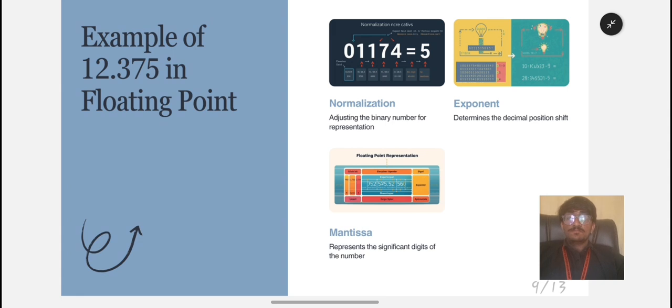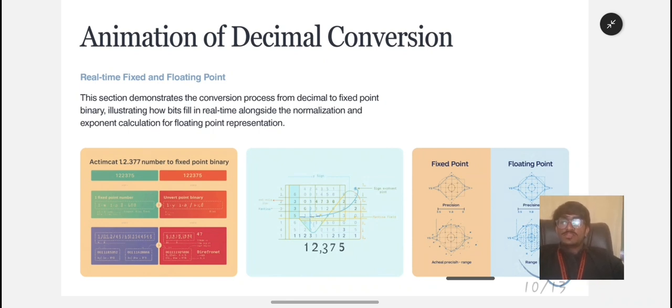This mantissa helps in the perfect form of the number, where the decimal point is to be placed and the exact number is to appear. And the animation of decimal conversion, real time, fixed and floating point. This section demonstrates the conversion process from decimal to fixed point binary, illustrating how bits fill in real time alongside the normalization and exponent calculation for floating point representation. As of now we discussed 12.375 in floating point and fixed point representation with animations.